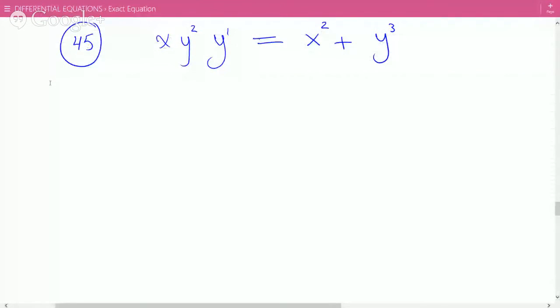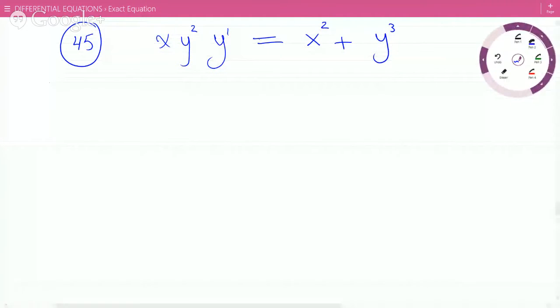Okay, so this is another one of those Bernoulli ones, yeah? So first let's divide here by xy squared. So divide everything by xy squared.